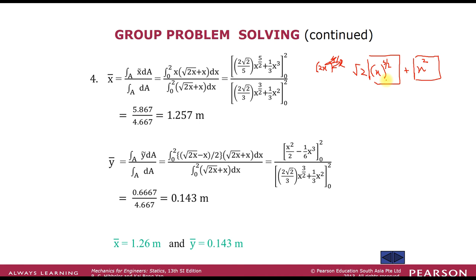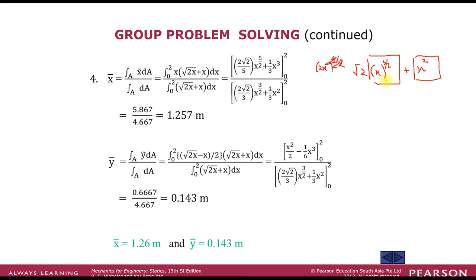Okay, so from that, since you already have the integration, you can just substitute. Okay, here also the same, 2 square root 2 x plus x. Okay, you just integrate it. Okay, so you have something like this. So now if we input the value, since the limit is between 0 to 2, then we have 5.867 divided by 4.667 equals 1.257 meters.